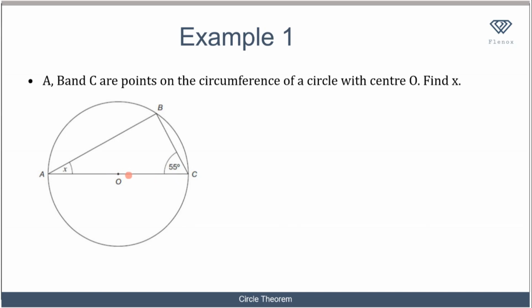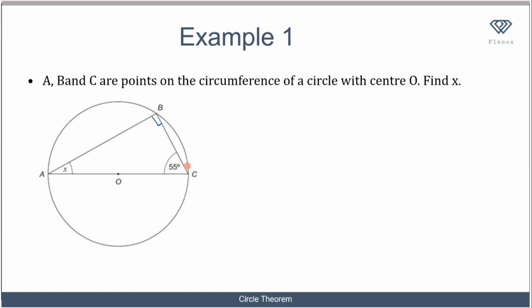So in one of the theorems we discussed, we said that if an angle is subtended on the diameter of the circle, in this case, the angle subtended on the circumference will be equal to 90 degrees. So from here, we know that the angle here will be what? 90 degrees. And now we have a triangle.